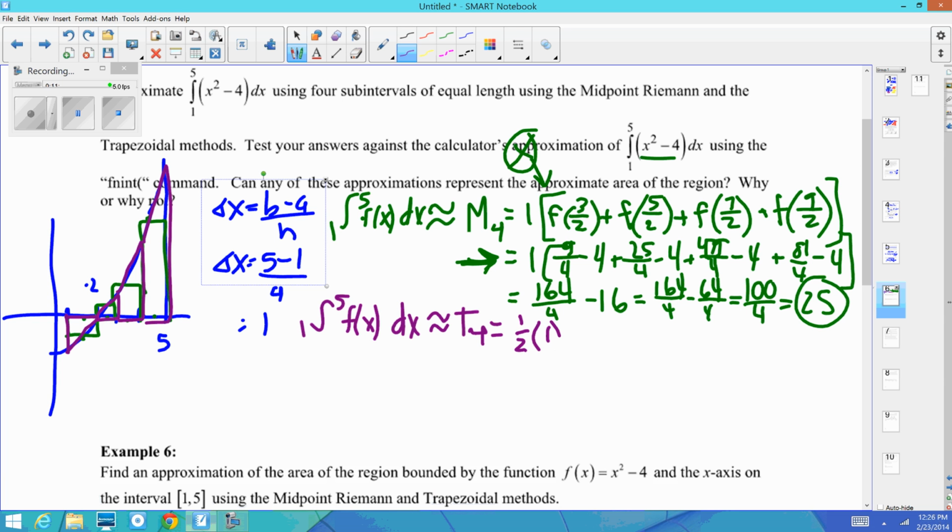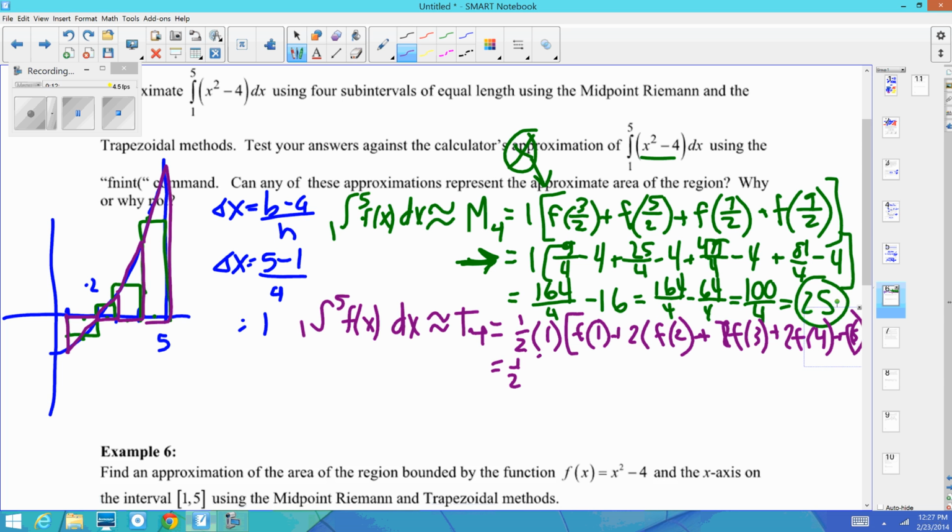1/2 times 1, and this is going to be f. Am I doing this right? Yep, f of 1, plus 2 times f of 2, plus 2 times f of 3, plus 2 times f of 4, plus f of 5. All right, now I could just plug in those numbers.